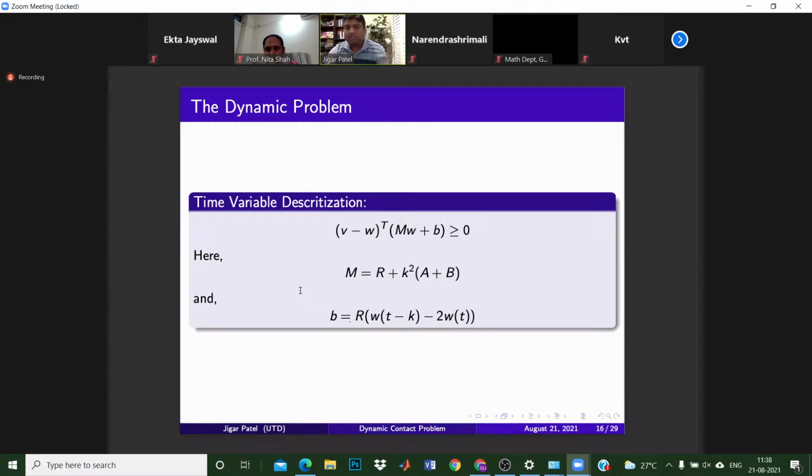Now, again, there are some new things here. M is a new thing. B is also a new thing. So M is really R plus K square times A plus B, right? So these new variables that show up in the picture are something that we can compute. And B is R times W at T minus K minus 2 times W at T. Now, remember, what was W? W is the part of that displacement, that particular admissible part, that we are trying to find out, right?